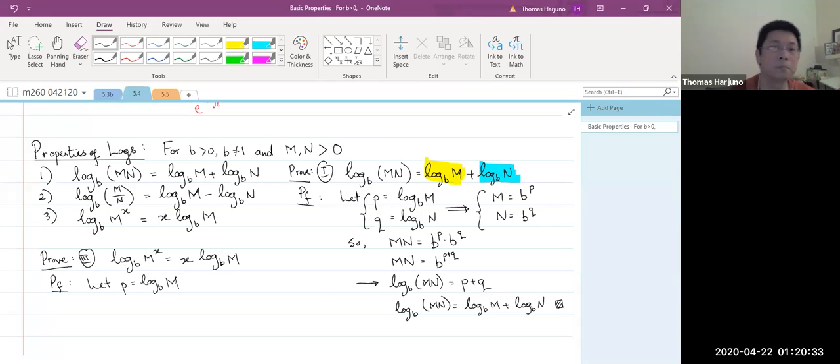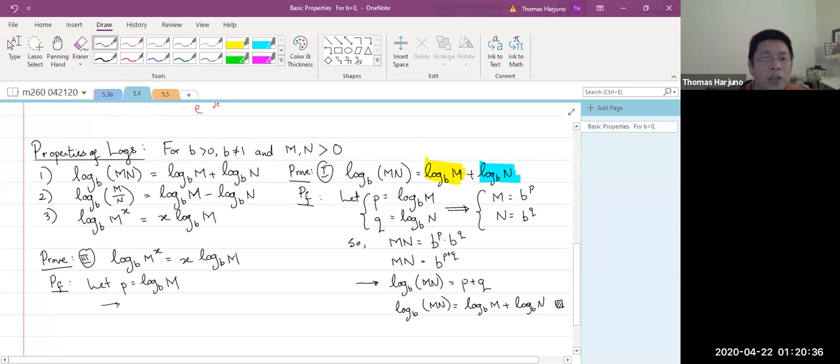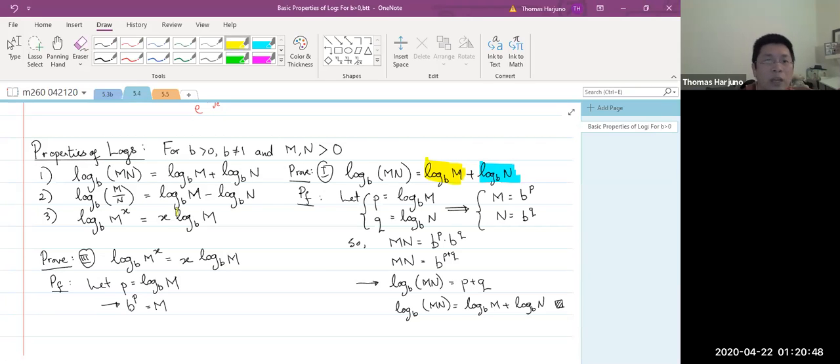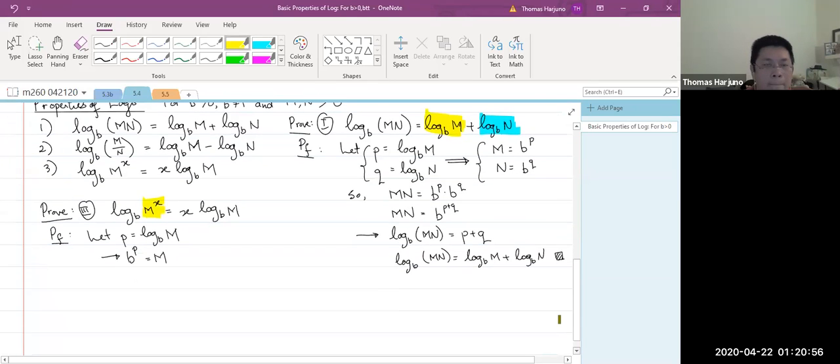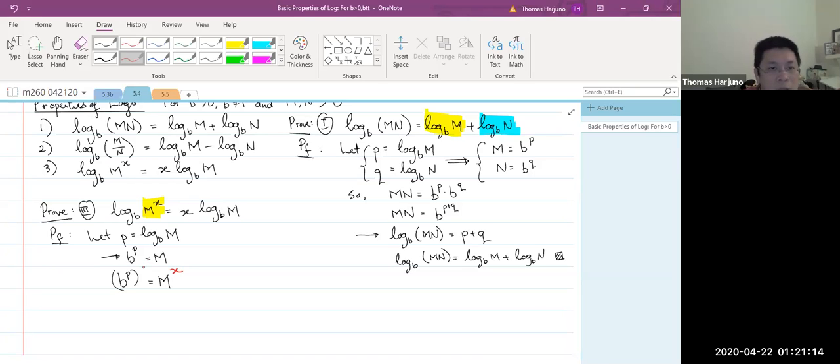Then guess what? We'll change it into exponential form, b to the p equals m. Is that right? Now, what we need is m to the x. That's what we need, m to the x. If b to the p equals m, then m to the x will be equal to b to the p, to the x. Is that right?